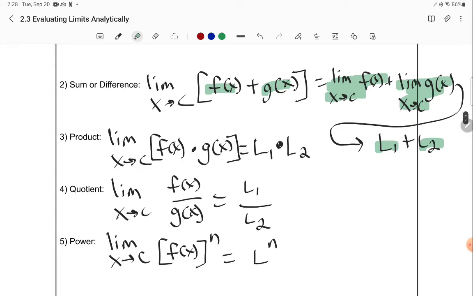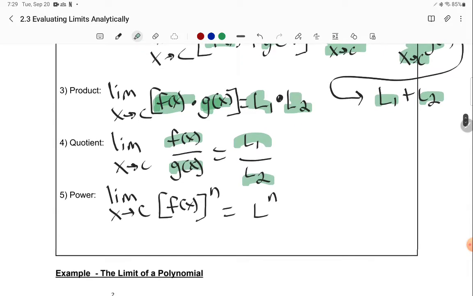For the product, you're just multiplying those functions together. Well, when you find the limit, you can find the limit of f of x, which is L sub 1, and the limit of g of x, which is L sub 2, and just end up multiplying those two limits together. And the quotient's the same thing, only now you're dividing them. So it's f of x divided by g of x, so you have L1 divided by L2.